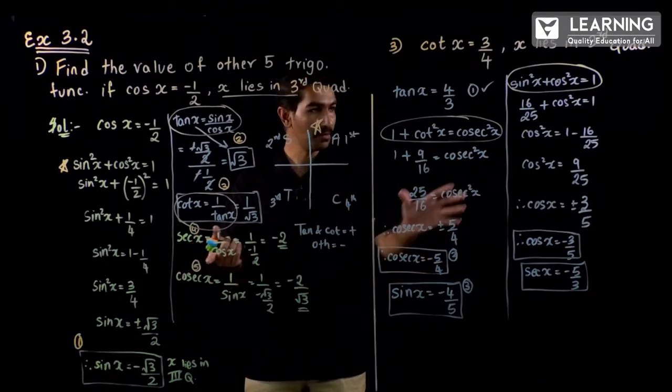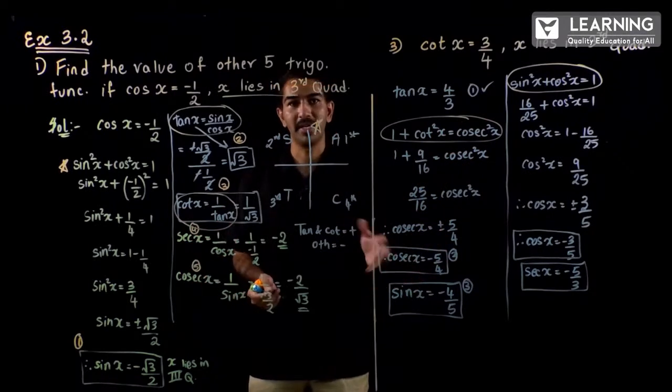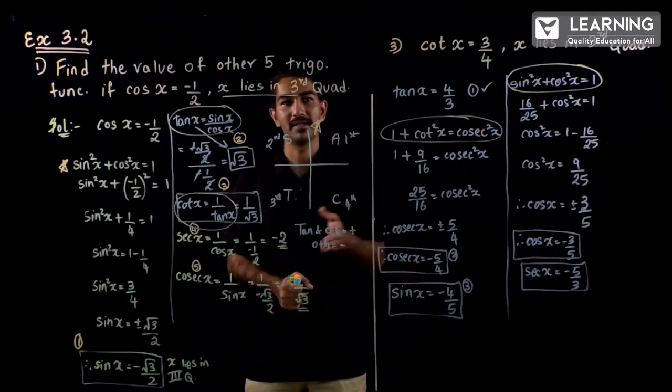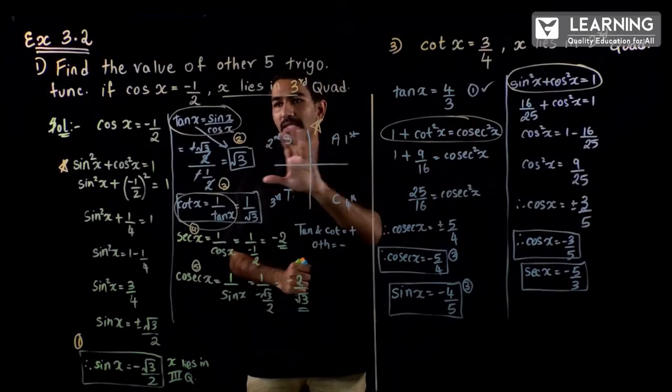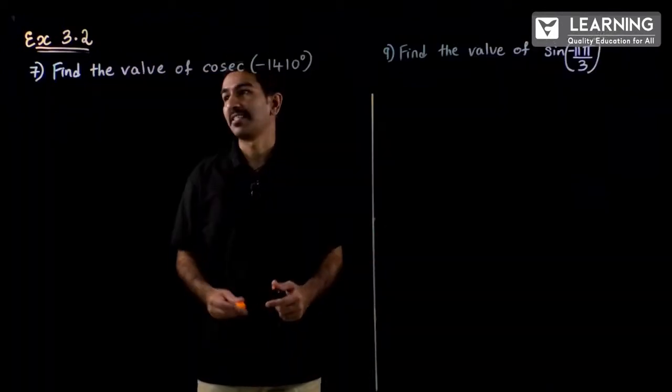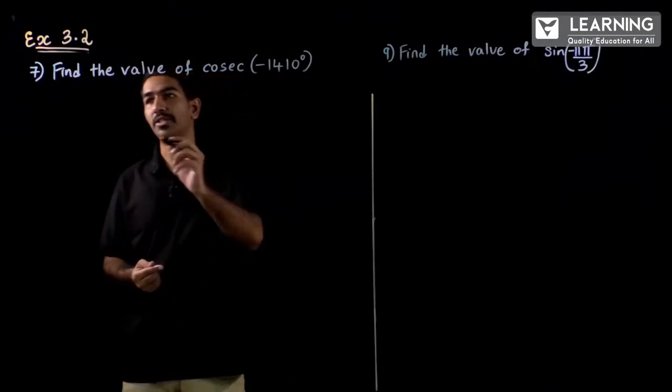Apart from these circled ones, the other things are elementary operations: division, addition, subtraction and multiplication. So this everybody can do. What is very important is you have to know all these formulas and rules. Okay, let's start with the next question, students. Same exercise 3.2, 7th question.